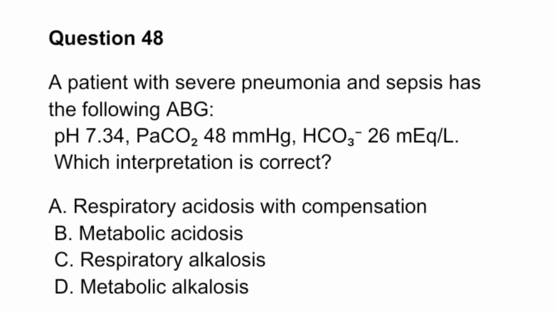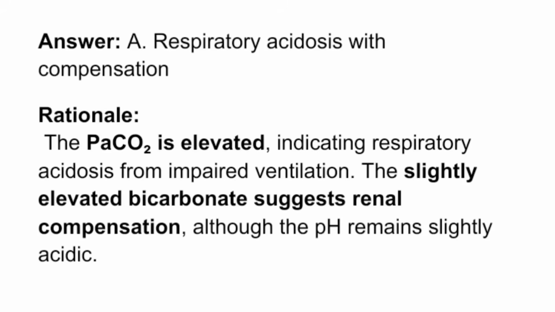Question 48. A patient with severe pneumonia and sepsis has the following ABG: pH 7.34, PaCO2 48 millimeters of mercury, HCO3 minus 26 milliequivalents per liter. Which interpretation is correct? A. Respiratory acidosis with compensation. B. Metabolic acidosis. C. Respiratory alkalosis. D. Metabolic alkalosis. Answer: A.